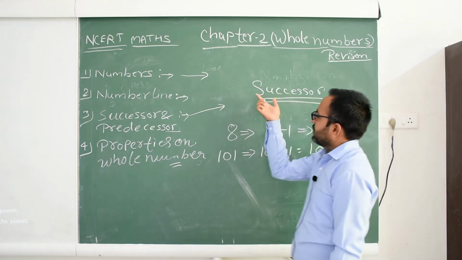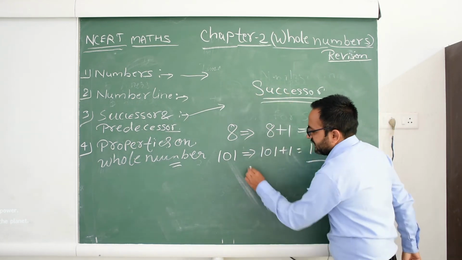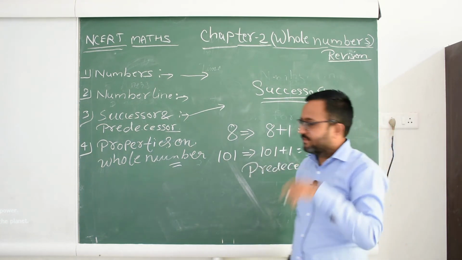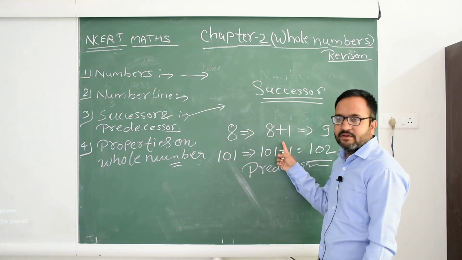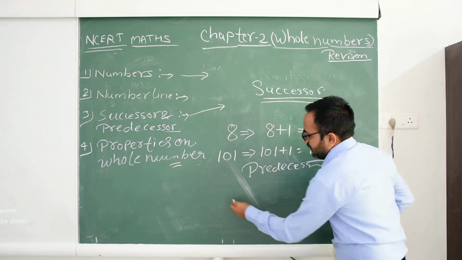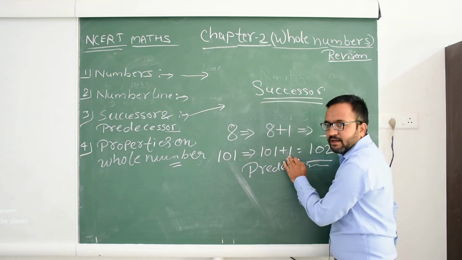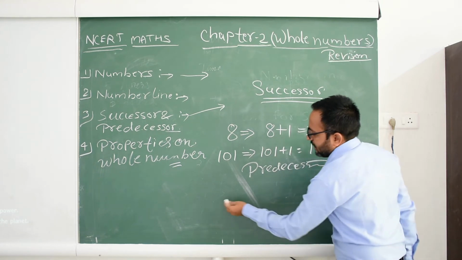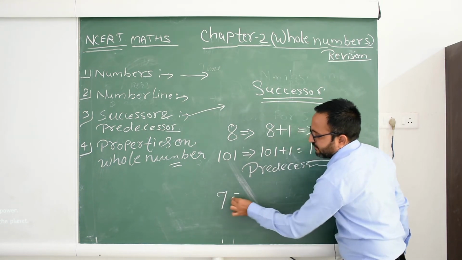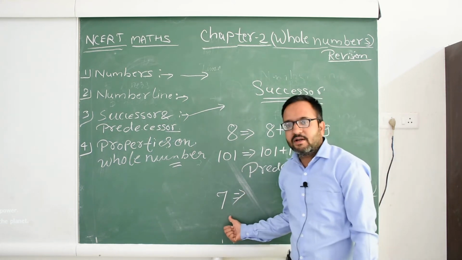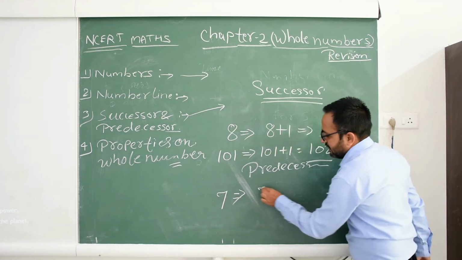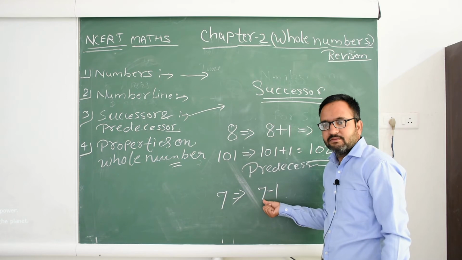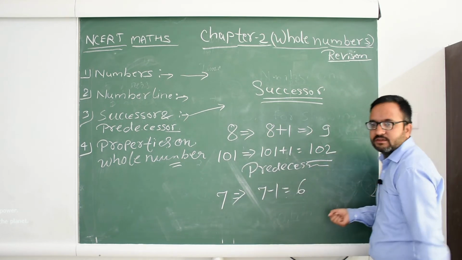Now the opposite of successor is predecessor. Okay, in the case of successor we add 1, but in the case of predecessor we simply subtract 1. How to perform it? So we take 7. What is the predecessor of 7? So simply 7 minus 1. We simply subtract 1 from 7. So 7 minus 1 is 6.